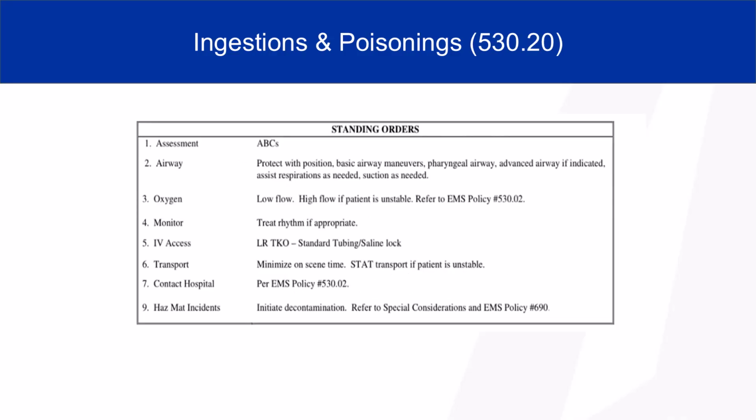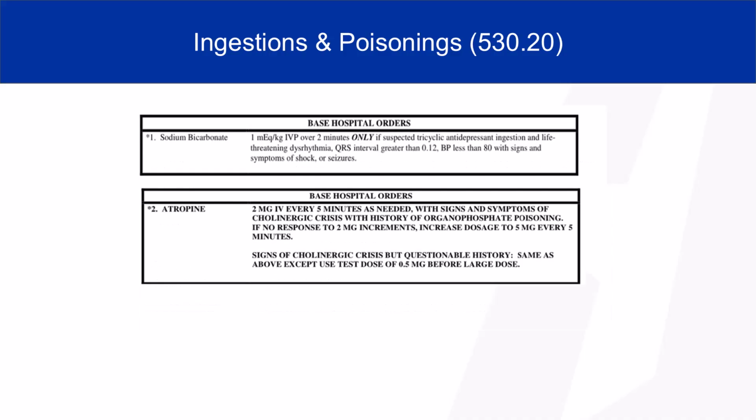Ingestions and poisonings ALS protocol. Start with assessment, airway, and oxygen choices, treat the rhythm if appropriate, establish IV access, and transport to the hospital. If suspected hazmat incident, initiate decontamination and contact base hospital immediately. Base hospital orders include sodium bicarb and atropine. Sodium bicarb is 1 milliequivalent per kilogram IV push over 2 minutes. Atropine is 2 milligrams every 5 minutes and as needed.